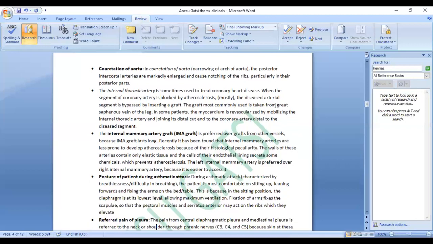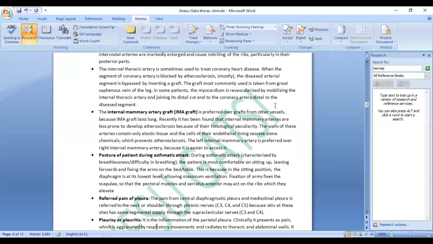And then as for referred pain of the pleura, the pain from the central diaphragmatic pleura and the mediastinal pleura is referred to the neck or the shoulder region through the phrenic nerves. Remember the phrenic nerves are the C3, C4, and C5 nerve roots. Then the supraclavicular nerves, which actually supply the skin, are C3 and C4.